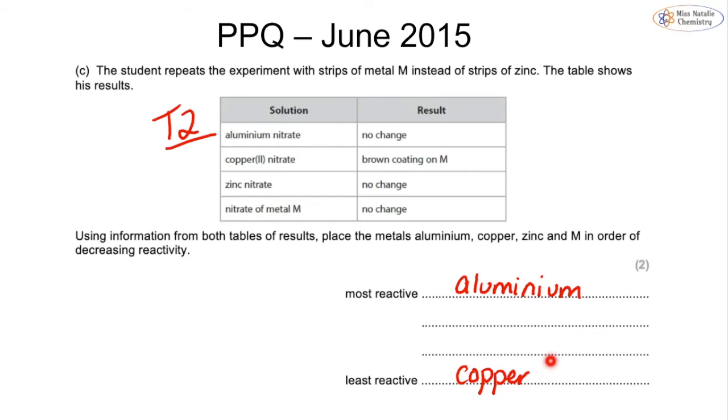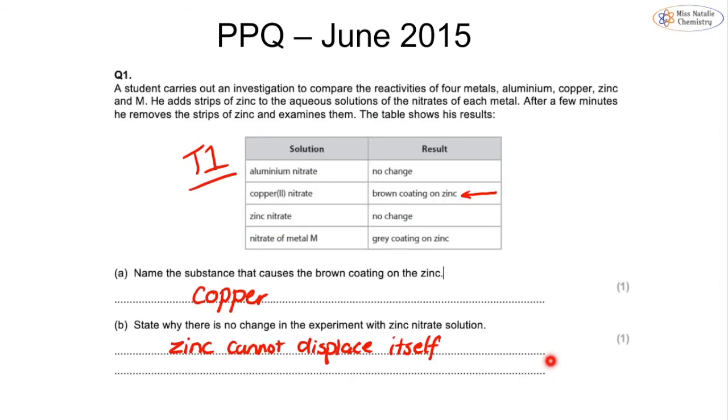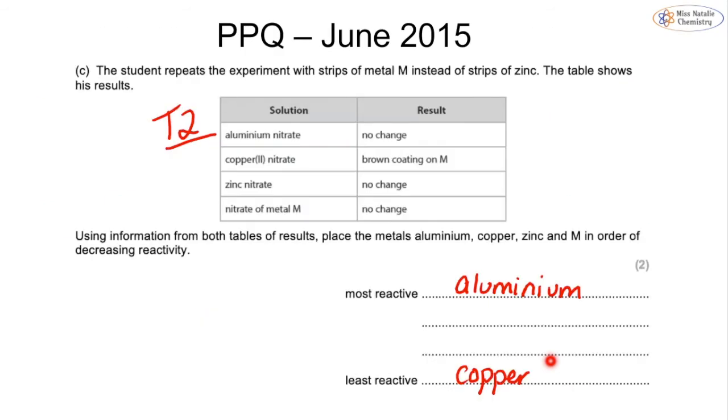So we can see that when we have the M put into zinc nitrate, we don't get a reaction happening. But when we put the zinc into the nitrate of metal M, we do see a displacement reaction. So that means that zinc must be more reactive than metal M. So our second most reactive is zinc, followed by metal M. So this is using a compare and contrast method of the two tables. So we're having to use all of the information that we are given in order to figure this out.